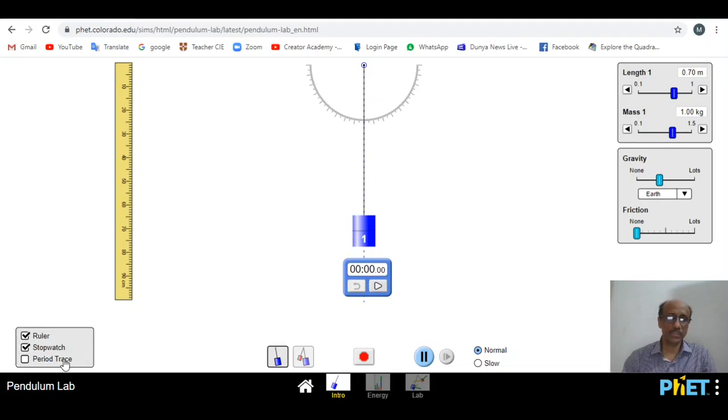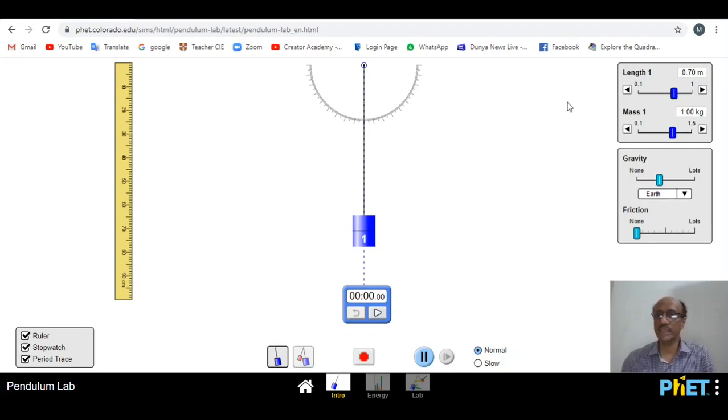And then it is a periodic trace. Now this position at which this is placed is called the mean position. This is marked as a critical mark as well. So when we start the stopwatch, it means that the pendulum should be at that point. It should be at the mean position. That's why I have clicked this one, the periodic trace. It will start the oscillation right from the middle, and then it will move up and down and right and left. So let me start.